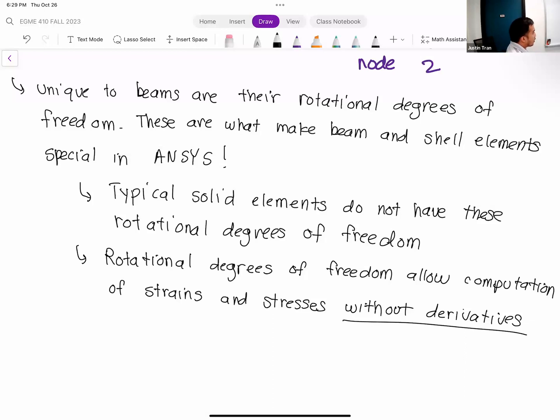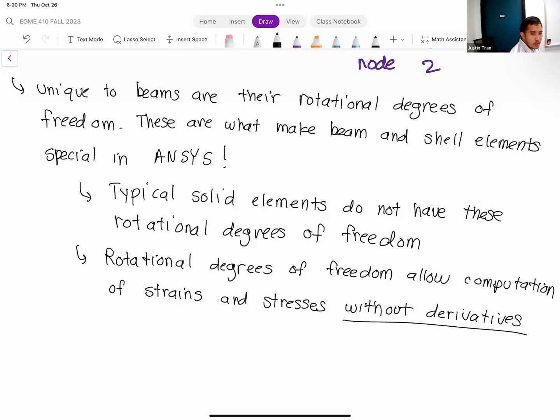But since beam elements and by extension shell elements as well, because they compute this rotation, in other words, they kind of directly compute its change in orientation as a result from any kind of loading, then you can compute things like stresses and strains without taking derivatives. And that's kind of the power of beam and shell elements, is that it allows you to compute stresses a lot more accurately for thin geometry.